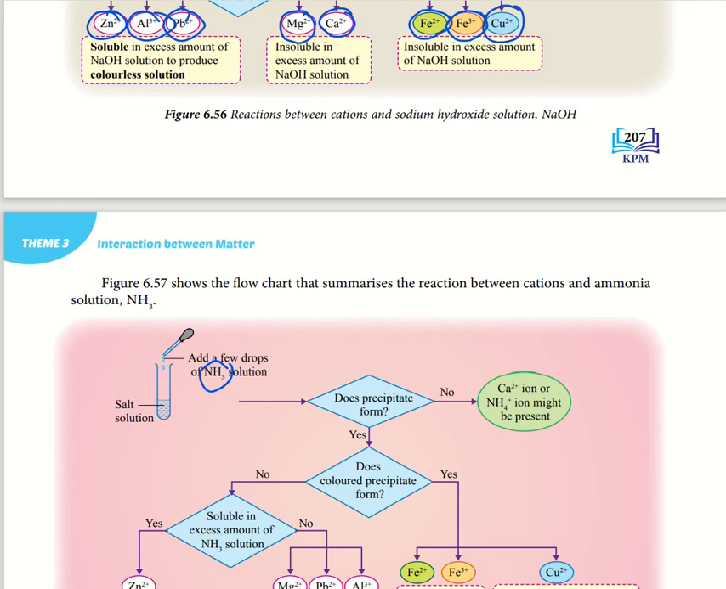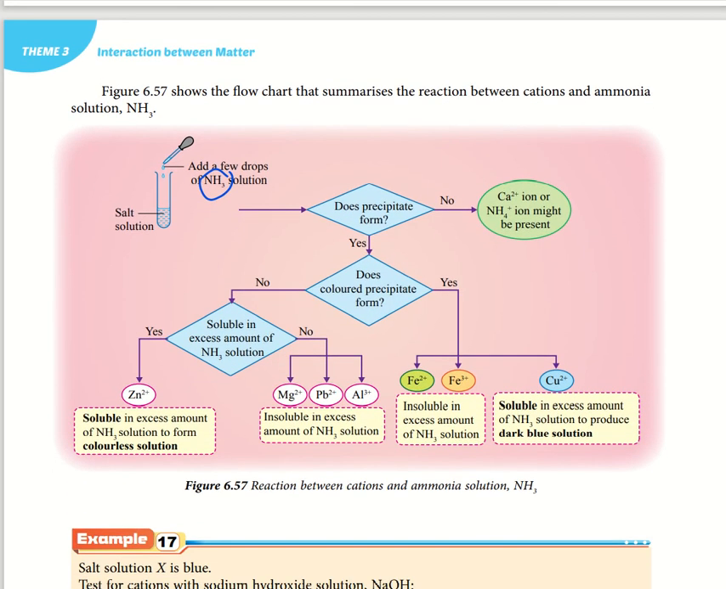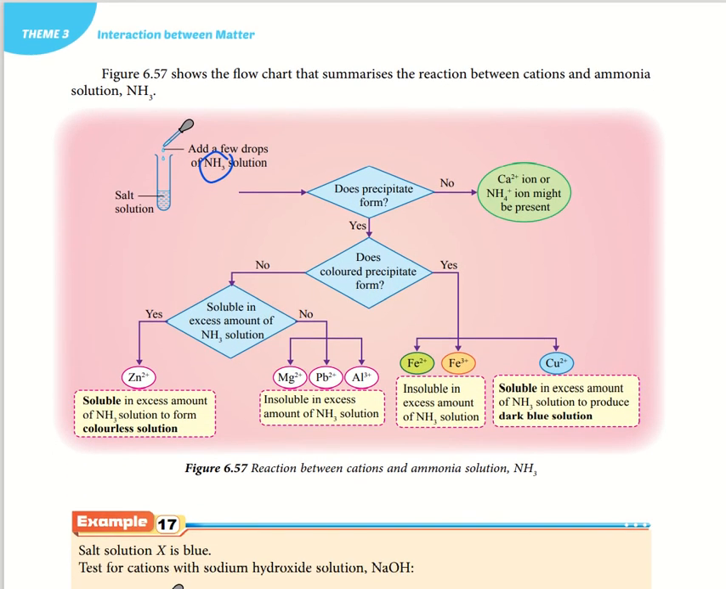Okay, another one. If you test with ammonia solution, same thing. Does it form precipitate? If no, the ion that might be present is calcium ion and ammonium ion. If yes, there is precipitate, so you observe the color. If it has color, copper(II) ion gives blue color. Green color is iron(II) ion. Brown color is iron(III) ion. If the precipitate formed is white, no color, white.